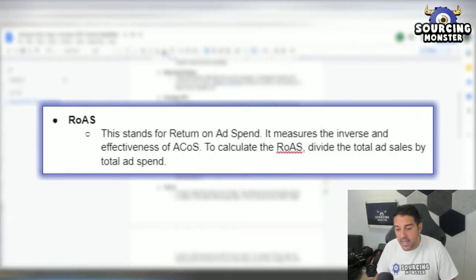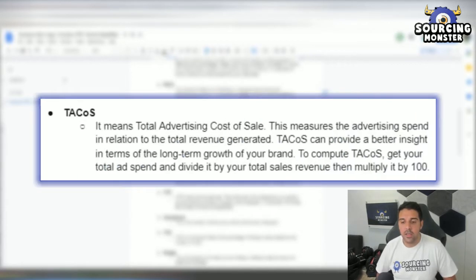Okay, RoAS. That stands for return on ad spend. It measures the inverse and effectiveness of ACoS. To calculate the RoAS, divide the total ad sales by total ad spend. TACoS. It means total advertising cost of sale. This measures the advertising spent in relation to the total revenue generated.